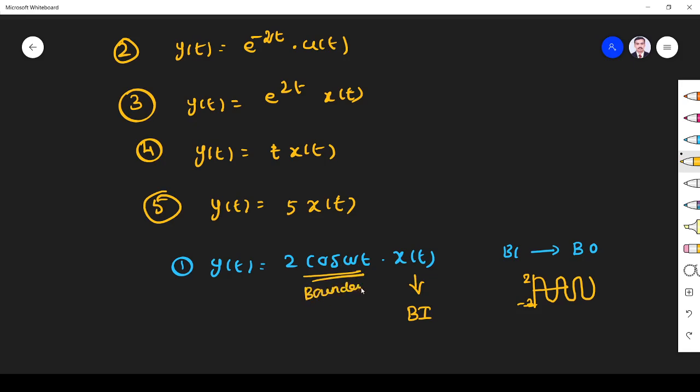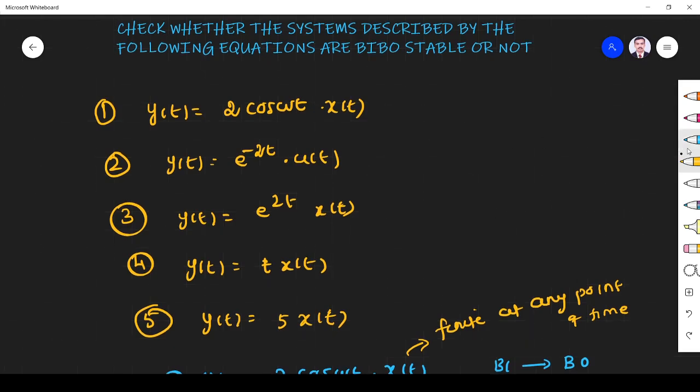If you multiply any finite value by a finite value, the result is finite. Bounded input means the input has a finite value at any point of time. So x of t is finite at any point of time. If I give x of t as finite and that is multiplied by the maximum value of 2, the result will also be finite. So bounded input produces bounded output. So the system is BIBO stable. You have to give the explanation only. There is no standard procedure. Directly you can give the answer.